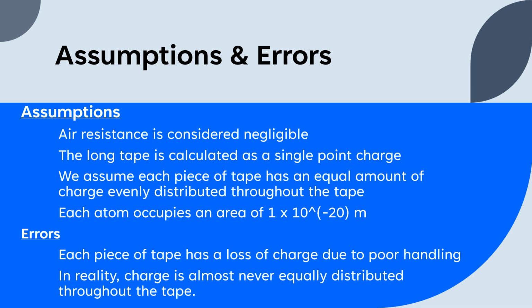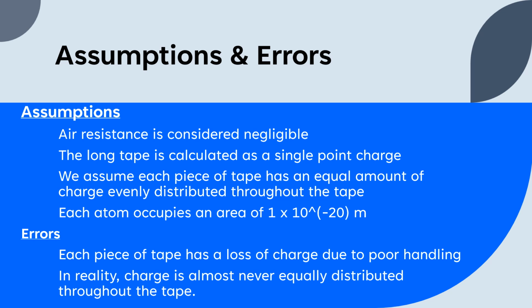So let's review some assumptions and errors. The first assumption is that air resistance is negligible. This will simplify calculations. The second assumption is that the long tape is calculated as a single point charge. This only applies to Lab 1, while in Lab 2, we separate the tape into several point charges. The third assumption is that each piece of tape has an equal amount of charge evenly distributed throughout the atoms. This can vary due to loss of charge from handling with human skin. And the last assumption is that each atom occupies a length of 1 times 10 to the negative 20 meters, which is confirmed to be the average length of an atom.